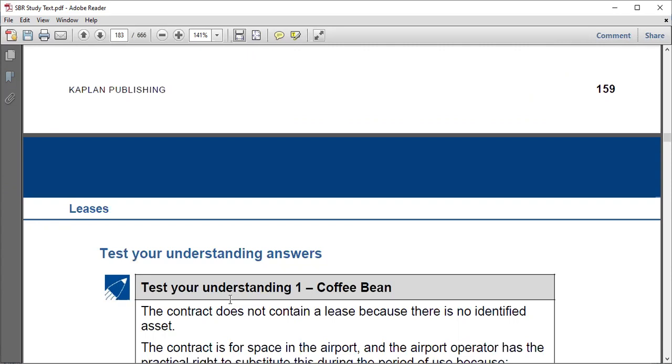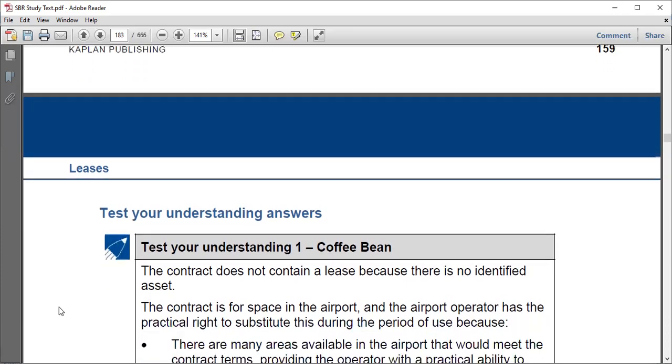Because what did we say? We said that a lease is a contract or part of a contract that conveys the rights to the lessee to an underlying asset. And in turn, the consideration is paid to the lessor. They just talk here, but actually there is no identified asset that is being given there. It is not identified because we just thought, oh, you can just use this space, this space, this space.